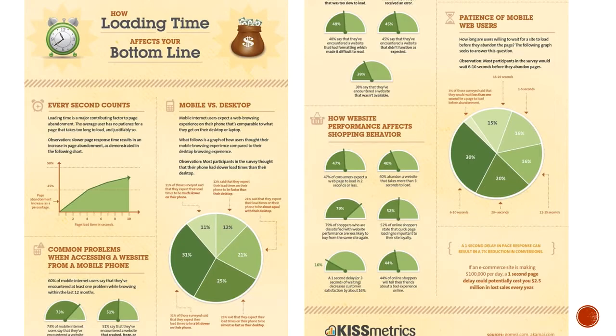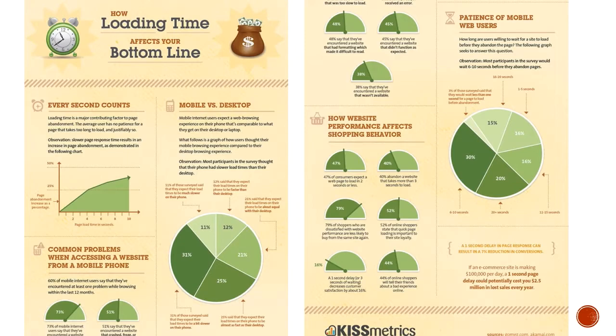If you can speed up your content loading on their mobile, the experience is likely to be better because you will offer them something more than what they expected. So it's very important. Going back to other problems, 48% say that they've encountered a website that had formatting issues that made it difficult to read. 45% said that they've encountered a website that didn't function as expected. 38% said that they've encountered a website that wasn't available, which is very much like a 404 error or something similar.